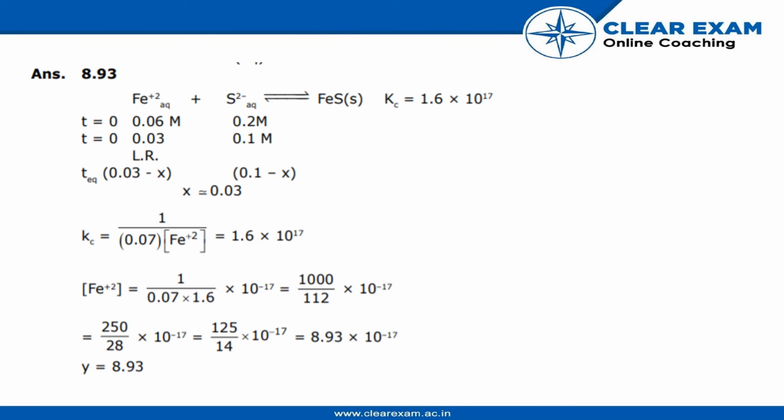After that we will calculate the Kc. So Kc would be 1 divided by 0.07 into Fe2+. It gives 1.6 × 10^17, which is equal to the given value of Kc, that is 1.6 × 10^17. After that we will calculate Fe2+ from there, and it would come out as 8.93 × 10^-17. So the value of Y would be 8.93.